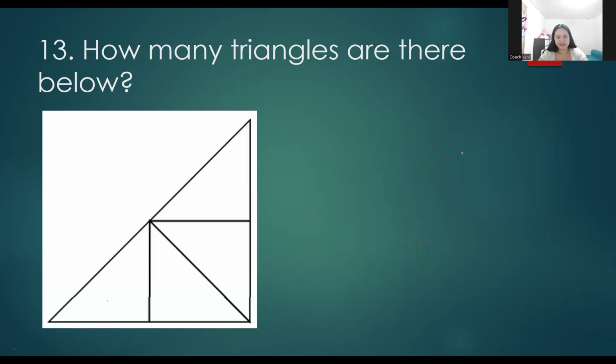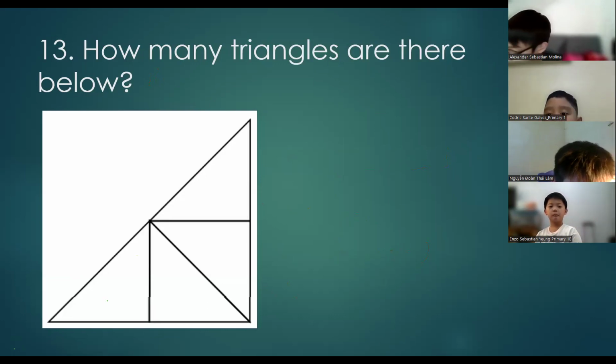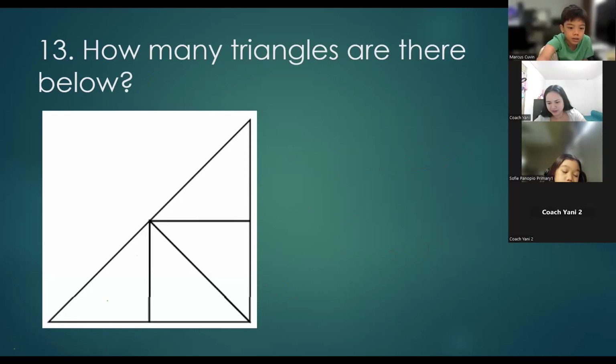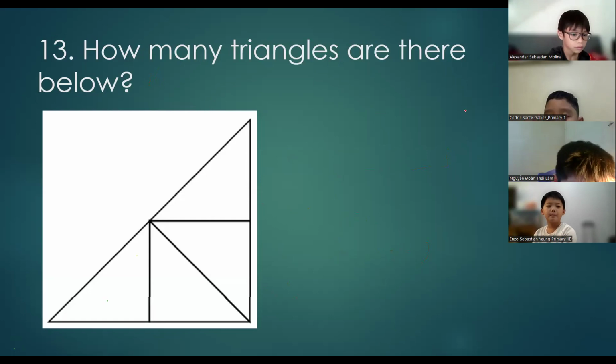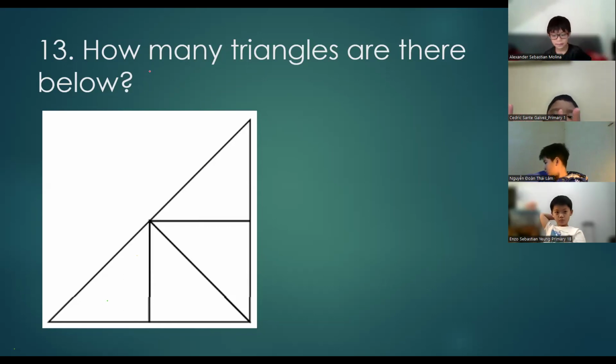Okay, number 13. How many triangles are there below? Who wants to answer? Alexander Molina, can you answer? Where's Alexander? 7. So your answer here is 7.